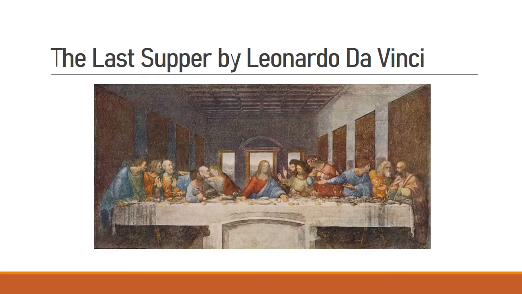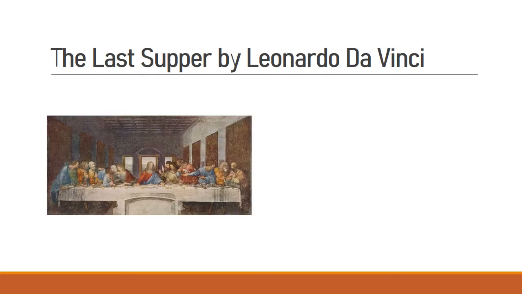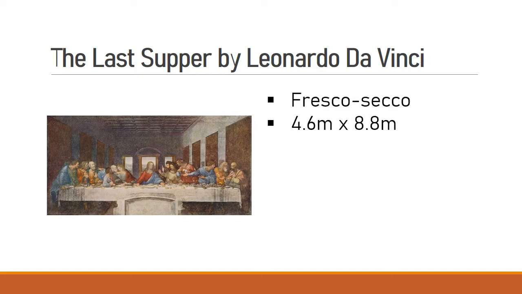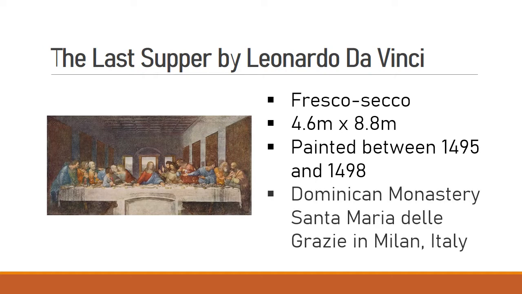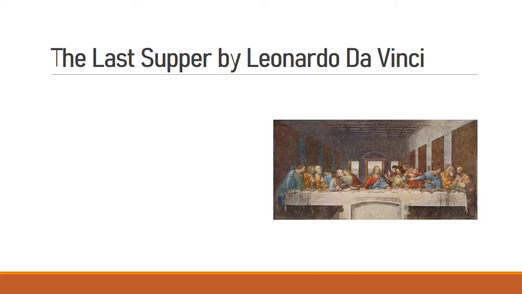This is his painting. Leonardo da Vinci's version of the Last Supper was painted with fresco secco. It is 4.6 meters long and 8.8 meters wide. It is one of the most famous artworks in the world, painted probably between 1495 to 1498 for the Dominican monastery Santa Maria del Grazi in Milan, Italy. The Last Supper painting presents the final meal of Jesus with his apostles on the night before his arrest.